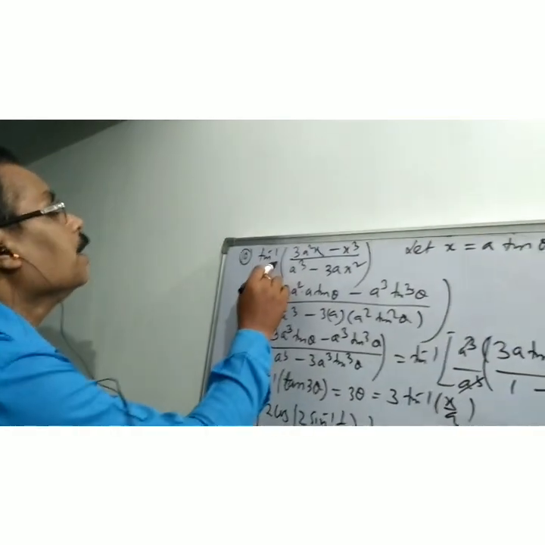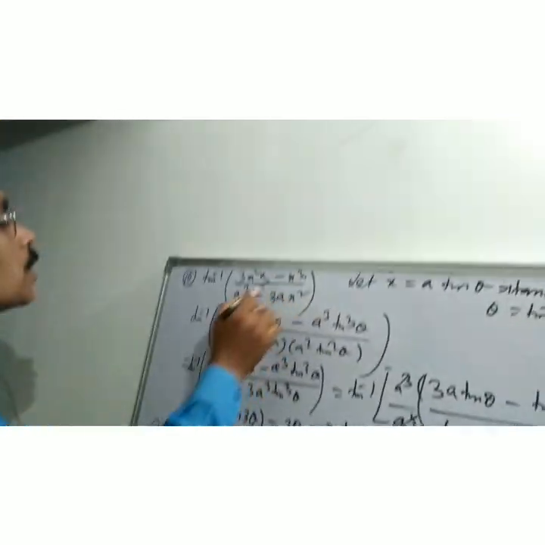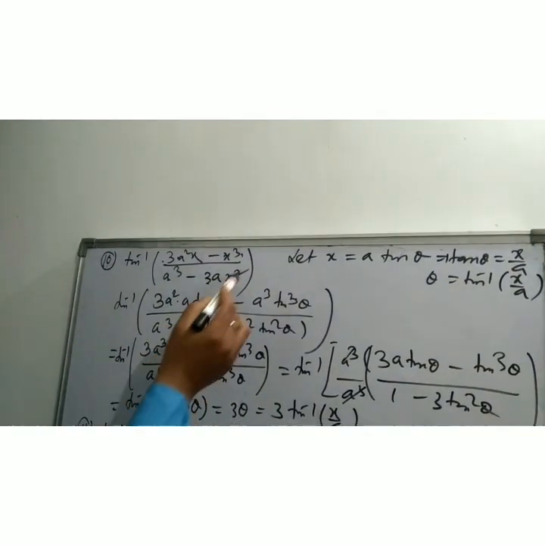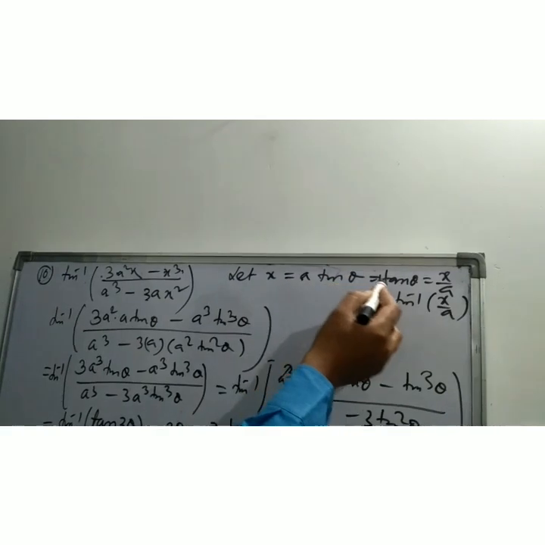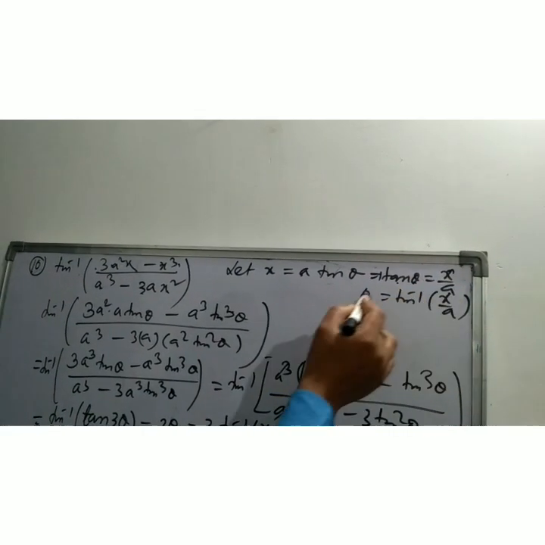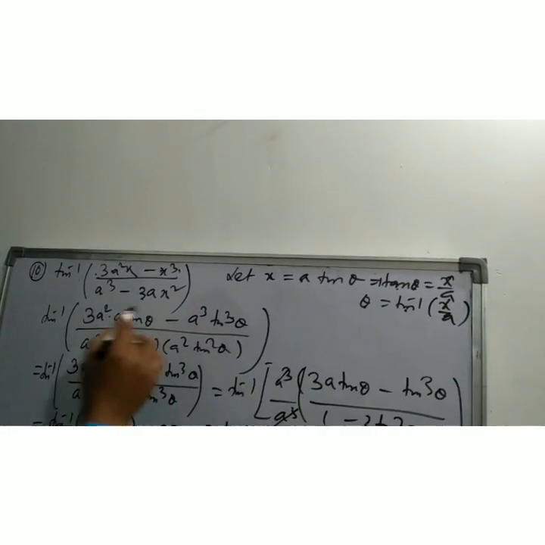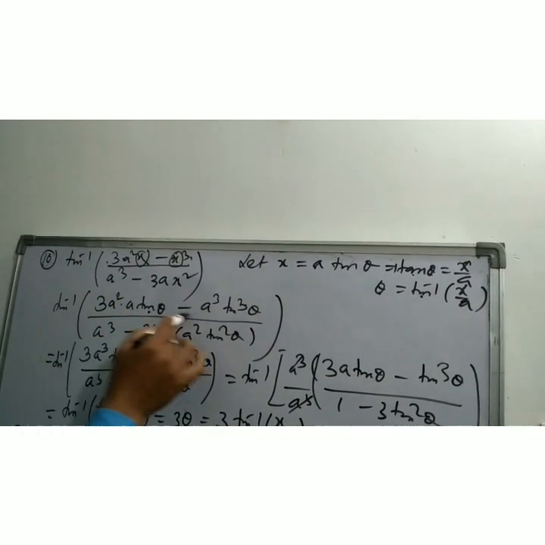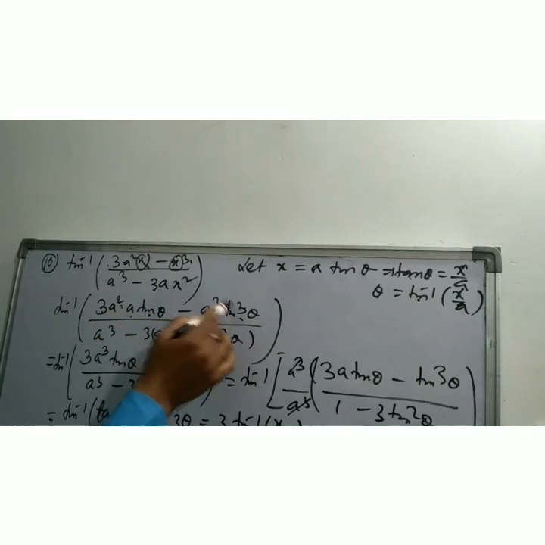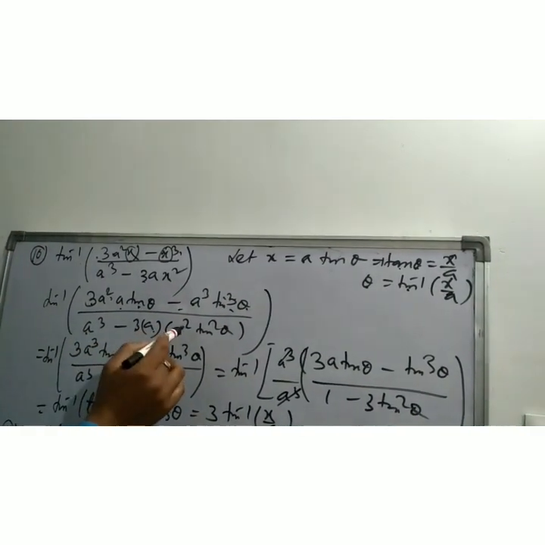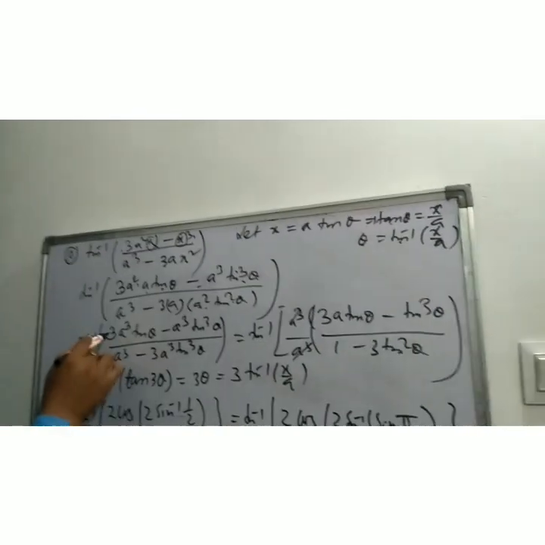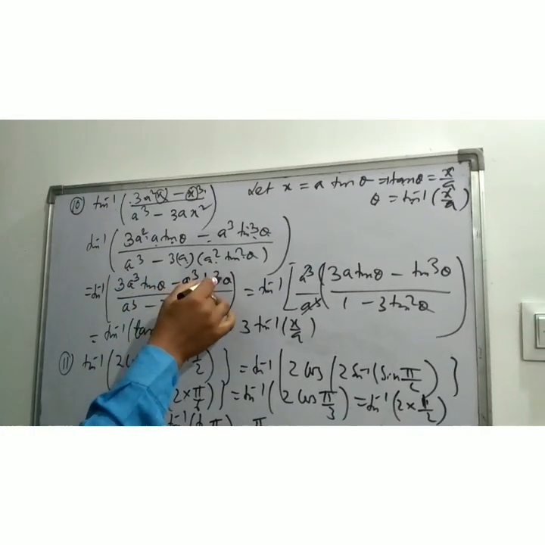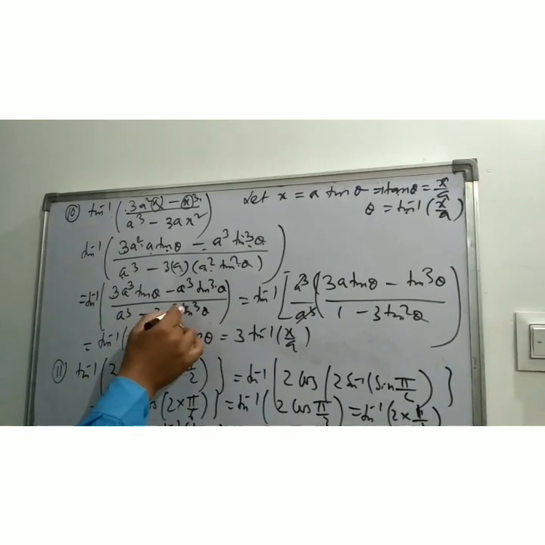Now question number 10: tan inverse of (3a square x minus x cube) by (a cube minus 3a x square). Solve it. How can we solve it? We put x is equal to a tan theta, so tan theta is equal to x by a, and theta is equal to tan inverse x by a. Now put a tan theta in place of x. It simplifies to 3a square into a tan theta, minus a cube tan cube theta, over a cube minus 3a cube tan square theta.